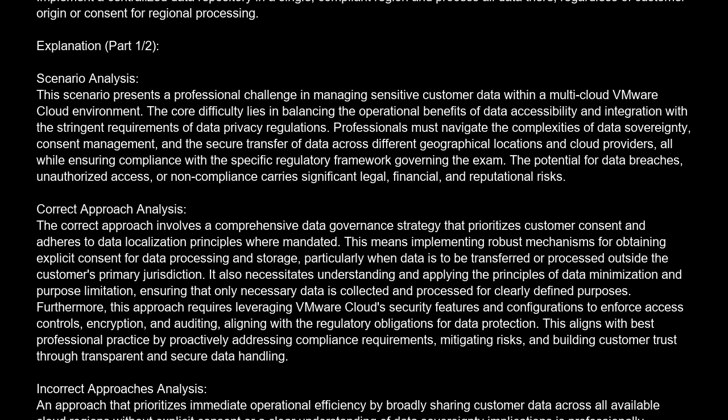Correct approach analysis. The correct approach involves a comprehensive data governance strategy that prioritizes customer consent and adheres to data localization principles where mandated. This means implementing robust mechanisms for obtaining explicit consent for data processing and storage, particularly when data is to be transferred or processed outside the customer's primary jurisdiction. It also necessitates understanding and applying the principles of data minimization and purpose limitation, ensuring that only necessary data is collected and processed for clearly defined purposes.